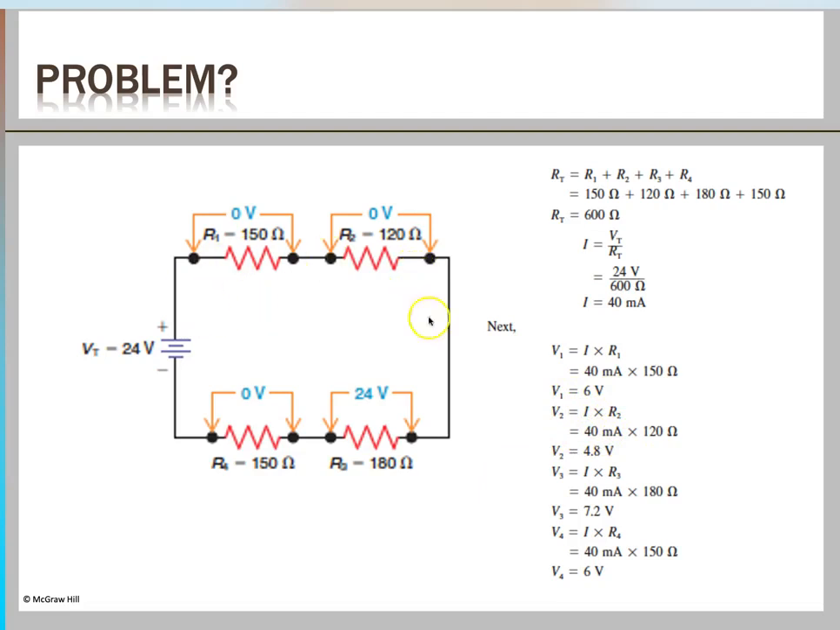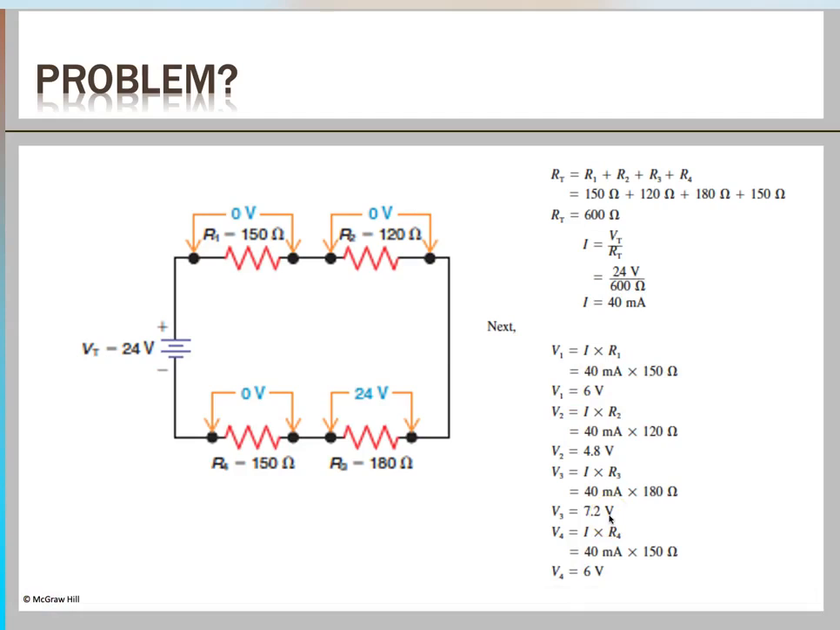40 milliamps is the same current flowing in the circuit, so this is going to be the same, only resistance will change for each voltage. So finally we got V1 equals 6 volts, V2 equals 4.8 volts, V3 equals 7.2 volts, and V4 equals 6 volts. So when the circuit is working normally, these are the voltages we should get.